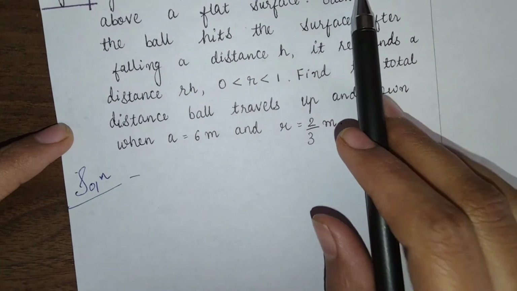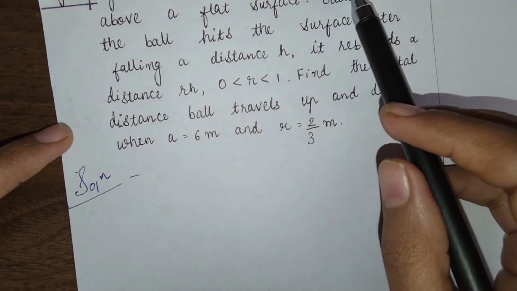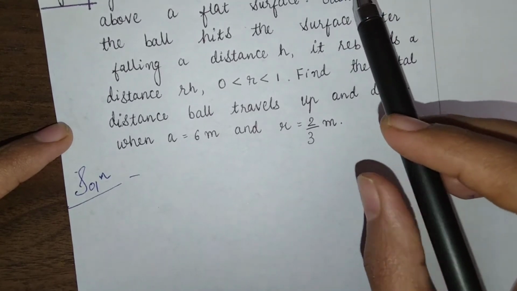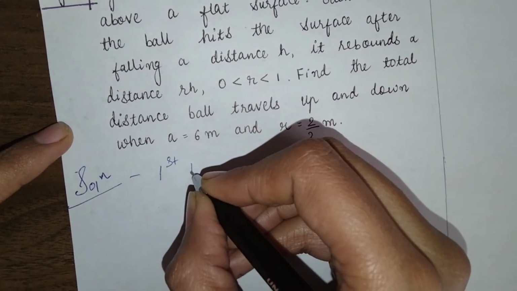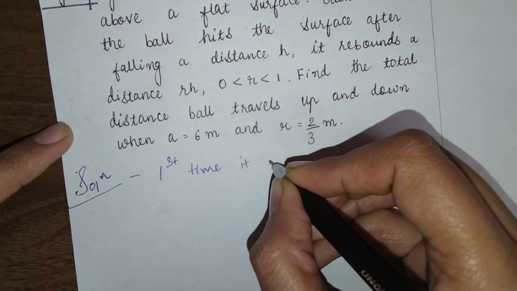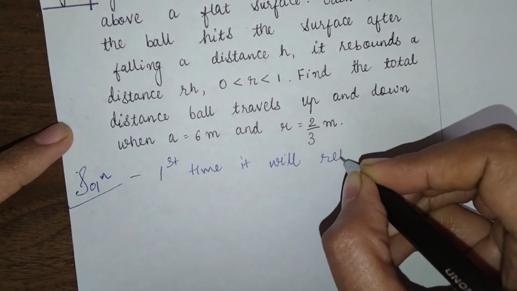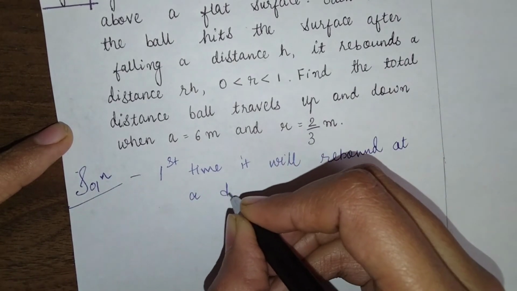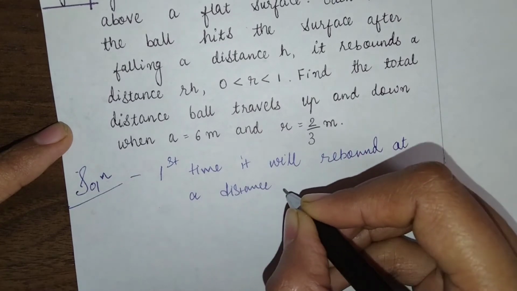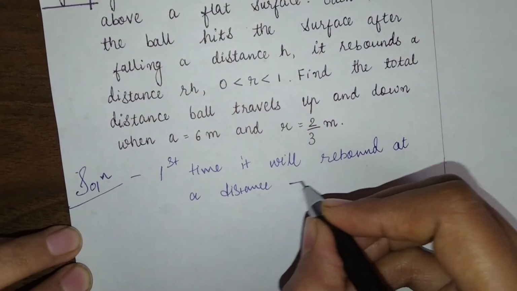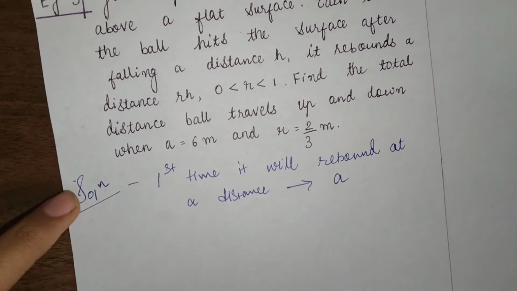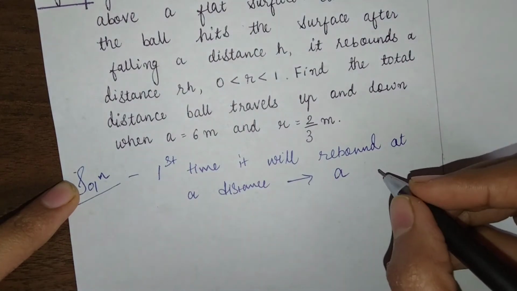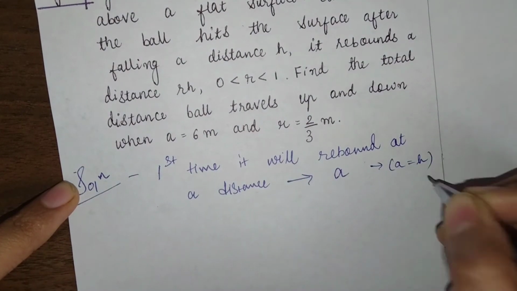First time when the ball falls down, how many meters will it be? a meters. That is, any height will be a meters. Okay, so first time it will rebound at a distance a. The first time it falls from a distance a, so it will rebound at a distance a. And our height is also a meters. So we can write that a is equal to h.